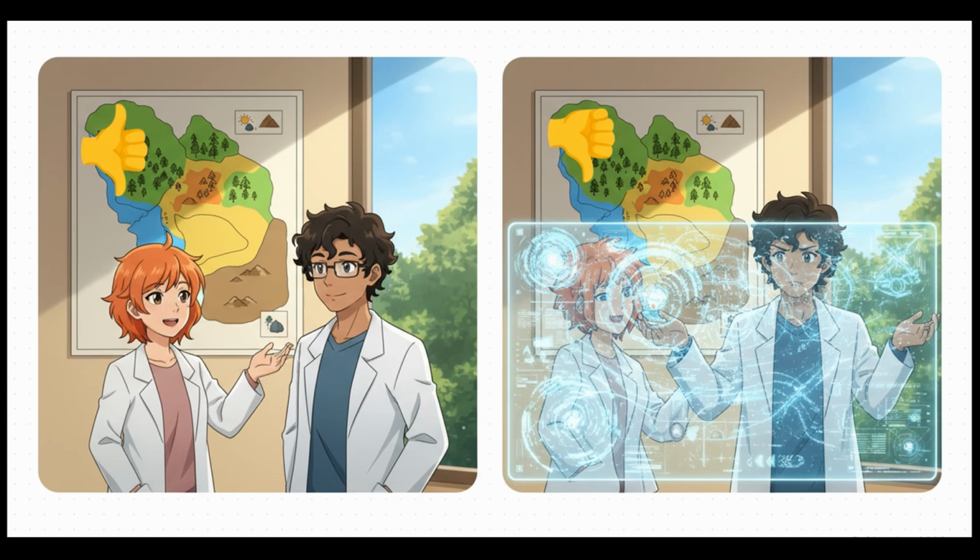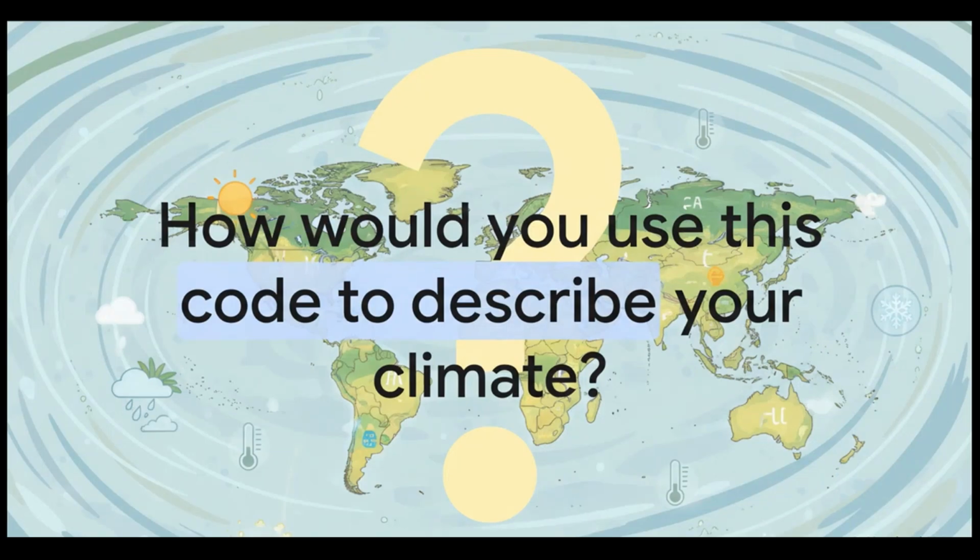But it does have a downside. Critics will point out that it's really good at describing what a climate is like, but it doesn't tell you why. It doesn't explain the big picture causes, like global wind patterns and things like that. But at the end of the day, this simple code is so much more than just a bunch of letters on a map. It's like a language that helps us understand the amazing climate patterns that shape our entire world.